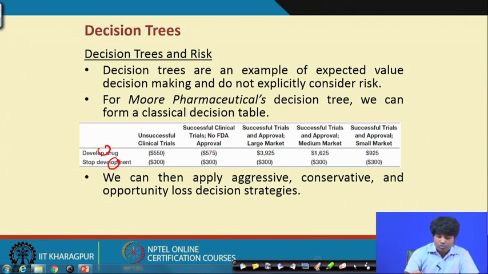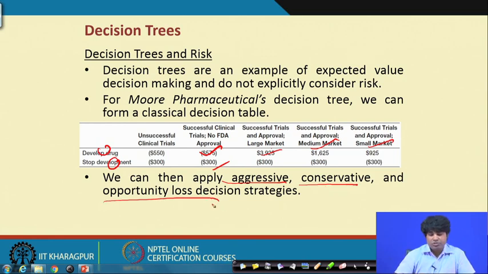are the possible outcomes. Likewise we have different levels of outcomes, under large market, medium market, and small market. Now we have a different kind of outcome, and then we can apply aggressive strategy or conservative strategy or opportunity loss decision strategy. That means to pick up a particular outcome under different possible outcomes, we have to apply a particular strategy, and then pick up an outcome which can address this business problem, and that helps the decision makers to work out the problem as per the particular management requirement.